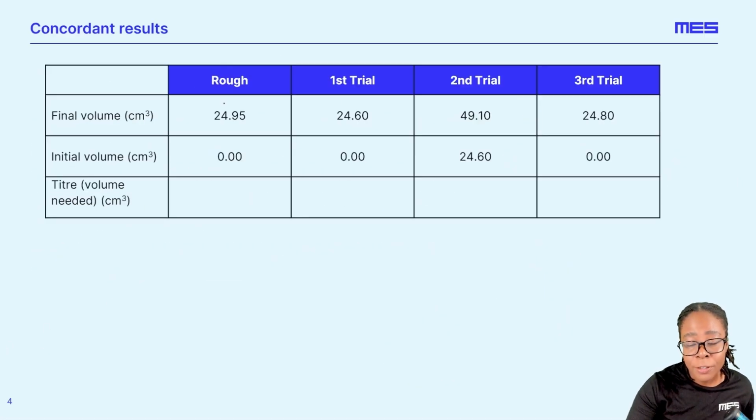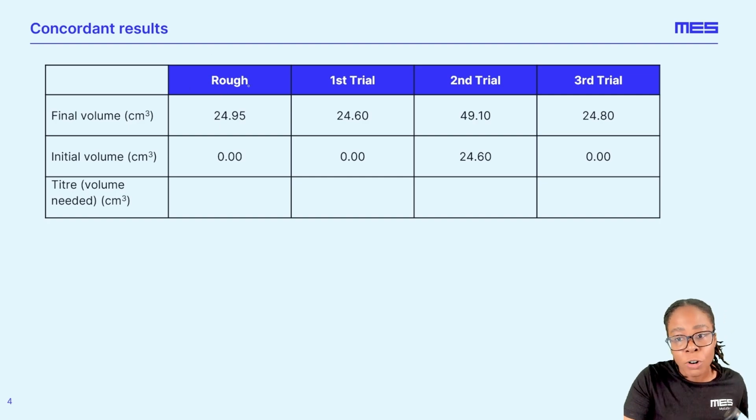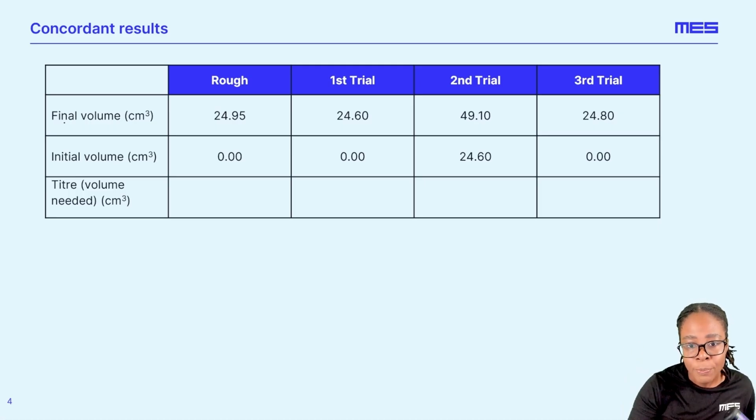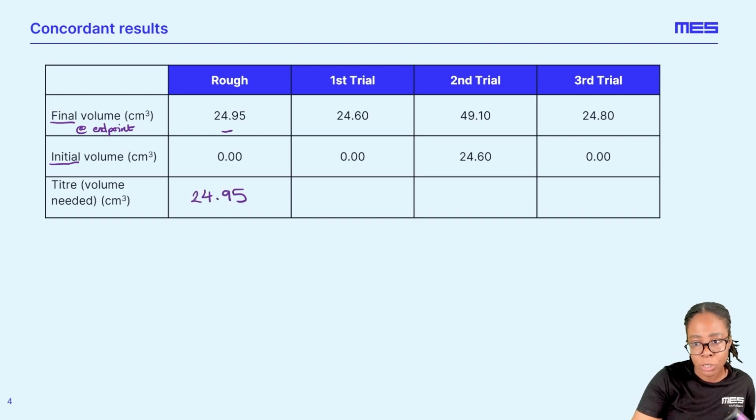Now, as just mentioned, the first titration that we do is our rough titration, right? To find out approximately where our endpoint is. And of course, we always measure the initial volume from the burette and the final volume from the burette, at the endpoint when the indicator changes color. The difference between these two values is called the titer, right? That's the volume that actually ran out of the burette. So to calculate our titer, it's just the final volume minus the initial volume. In this case, that would be 24.95 centimeters cubed.